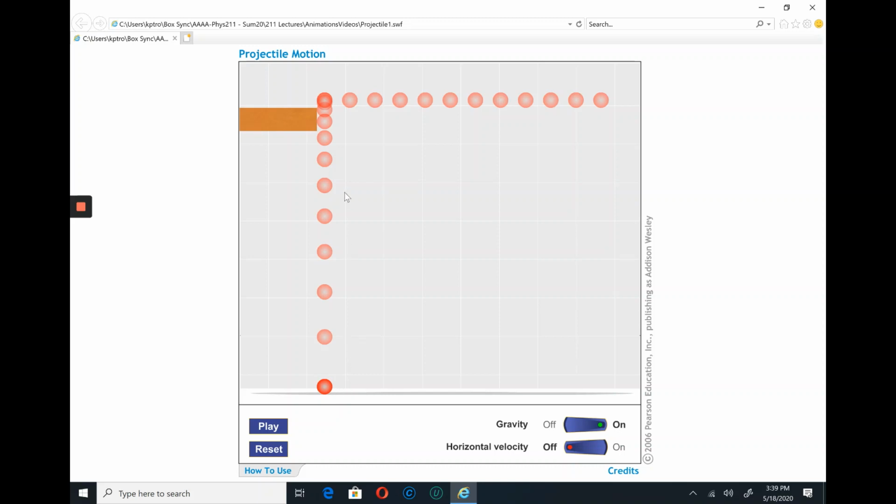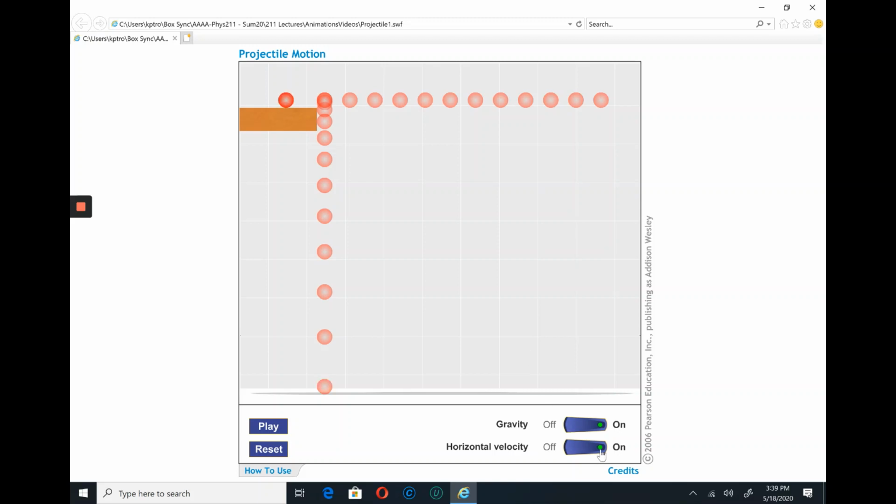And so the graph over here that's straight up and down shows the true motion of the ball if it were dropped on a planet with Earth gravity, but had no horizontal motion. It was just simply dropped from rest. Up here is the motion that would happen if there were no gravity and the ball was just moving horizontally. What if we turn both on?